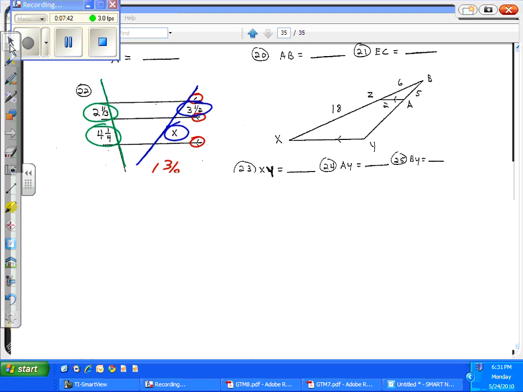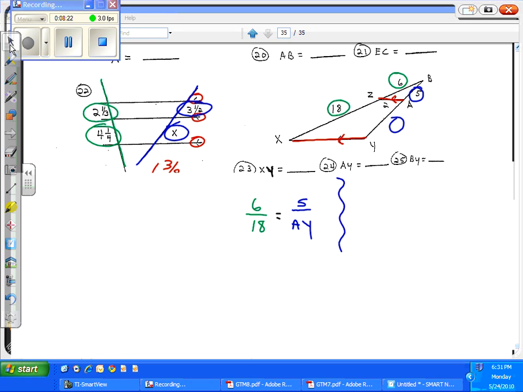What we have is a line parallel to a side of a triangle. So ZA is parallel to XY. If a line is parallel to a side of a triangle, then it divides the other two sides proportionally. So top piece over bottom piece of this side is equal to top piece over bottom piece of this side. So 6 over 18 is equal to 5 over AY.